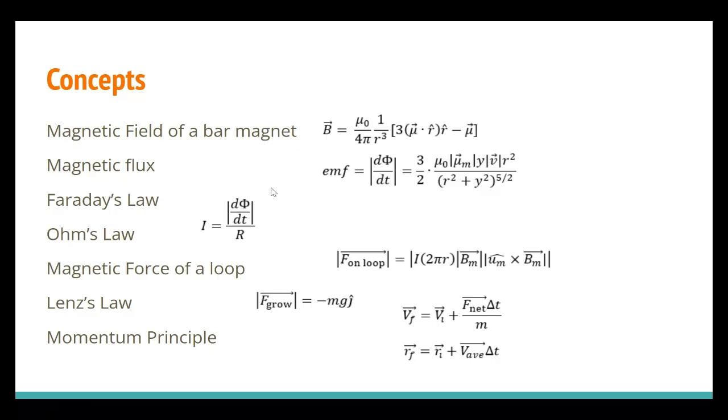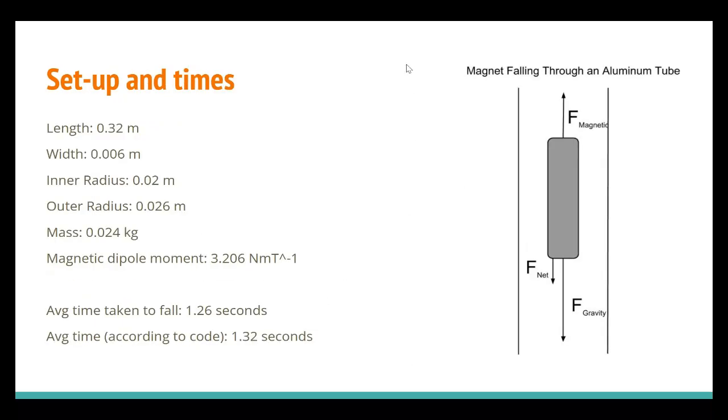We have to know the magnetic force on a loop. We also have to know the momentum principle and the force of gravity as well. If you look to the right, you can see a general diagram of what a bar magnet looks like falling through an aluminum tube, which is what we're measuring in this lab, and seeing the effects compared to dropping it in free space versus the tube.